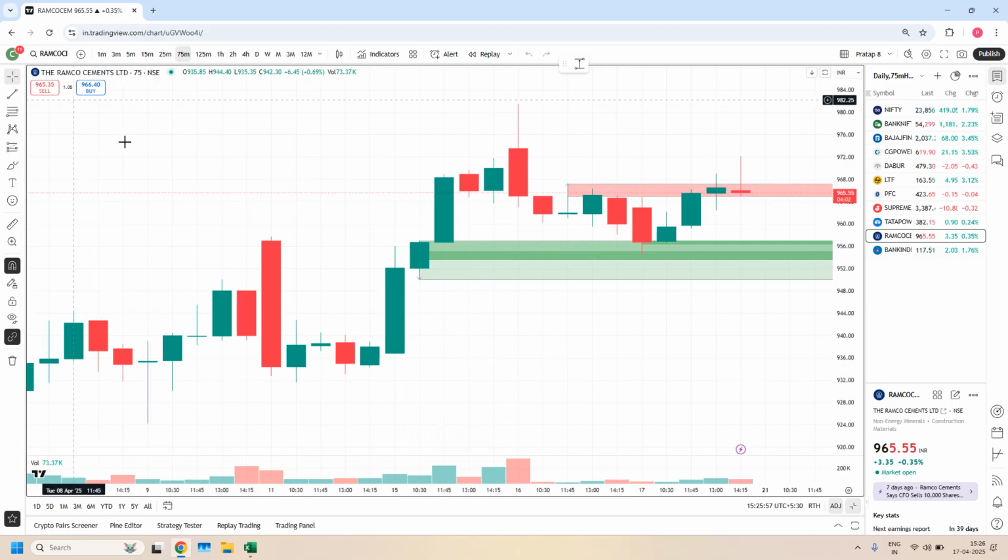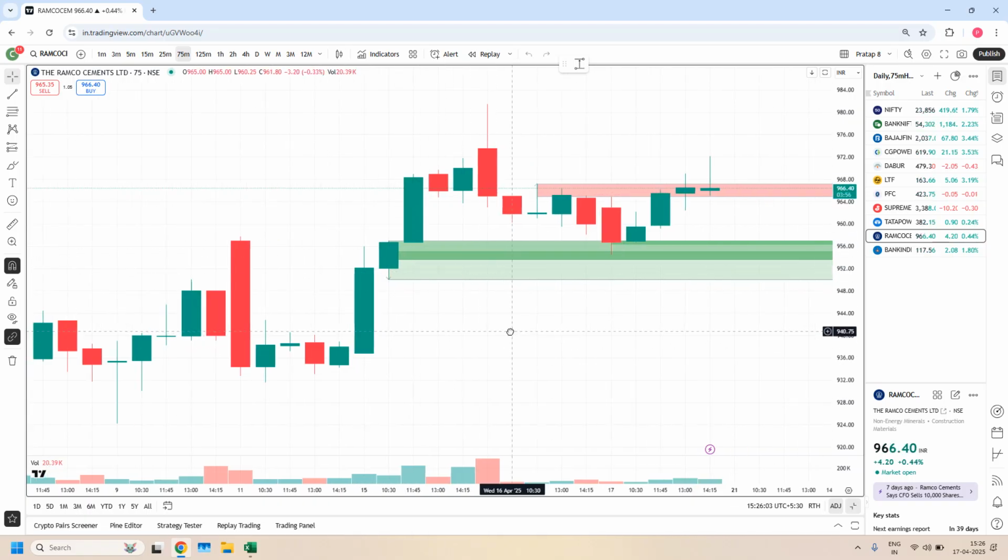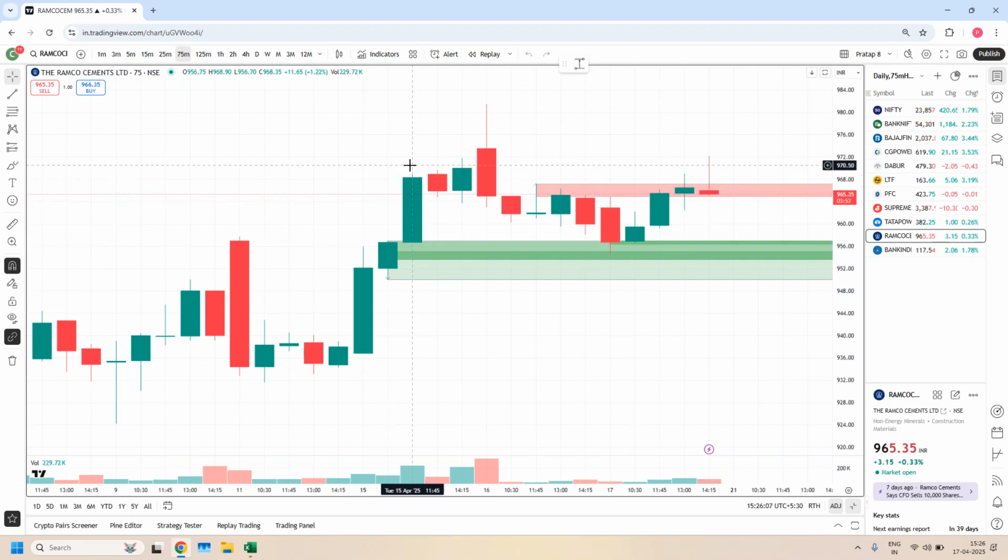The first one is Ramco Cement. This is a rally-based rally. It is a 75-minute zone. Stock near 75 minutes high liquidity demand zone, this is what is identified by our software. And this 75-minute zone we fine-tuned up to 5 minutes time frame.